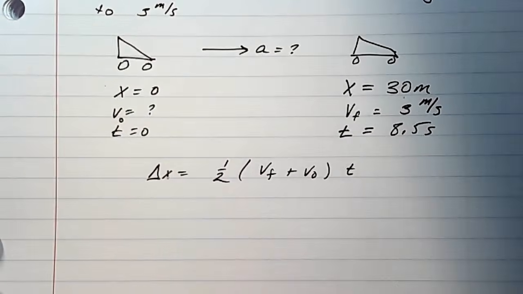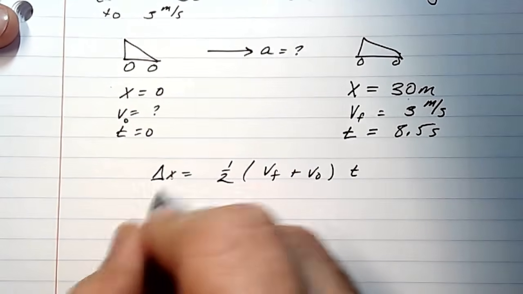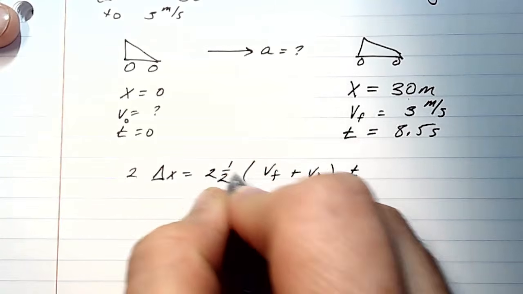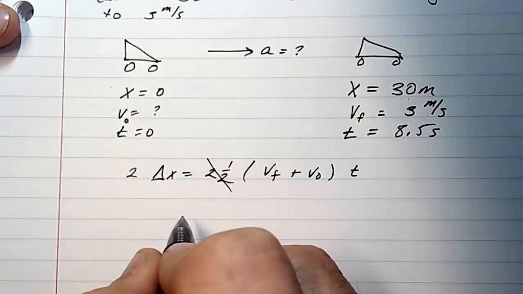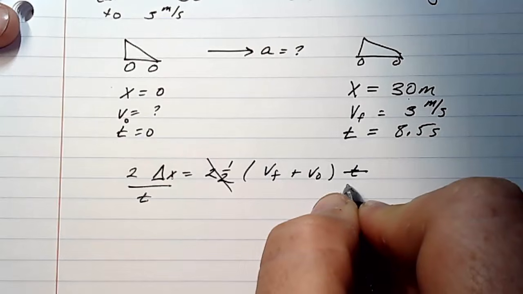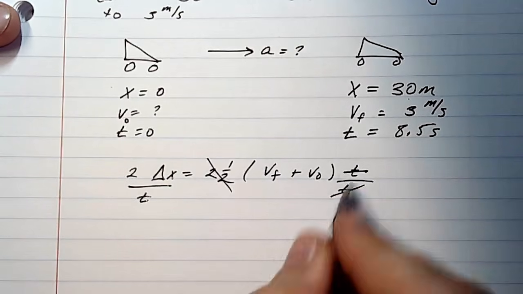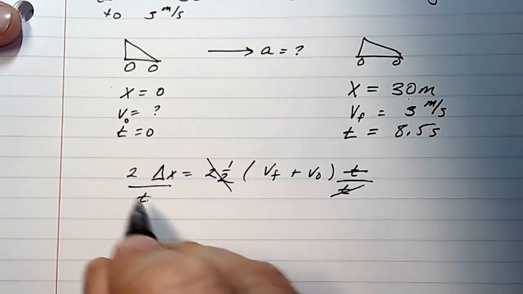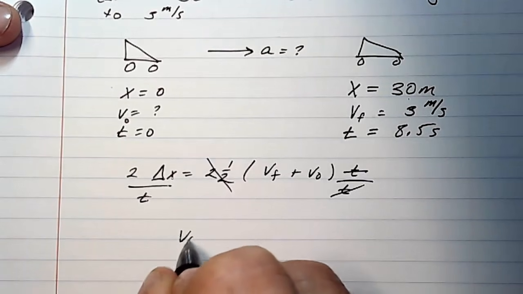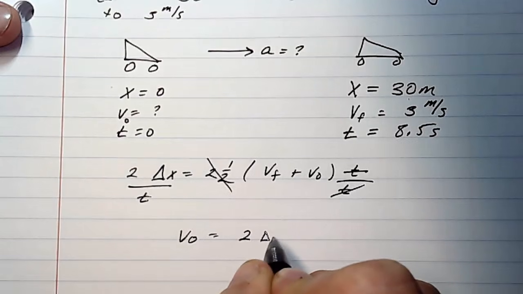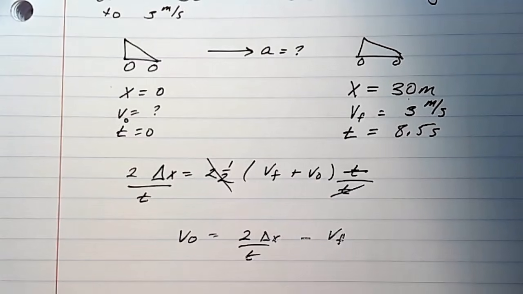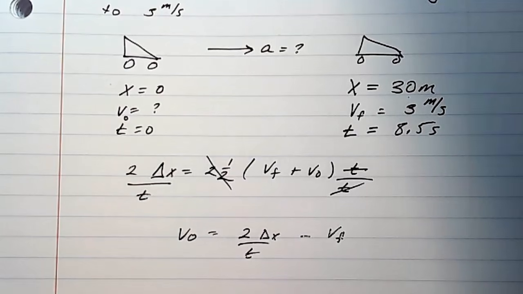And so I can take this equation and I can rearrange it. I can multiply both sides by 2, so that cancels, and then I can divide both sides by t. All right. And then I'll have v final plus v initial equals this fraction on this side, and I can solve for v initial. V initial will be 2 delta x over t minus v final. And I know everything in that. I can start calculating from there.